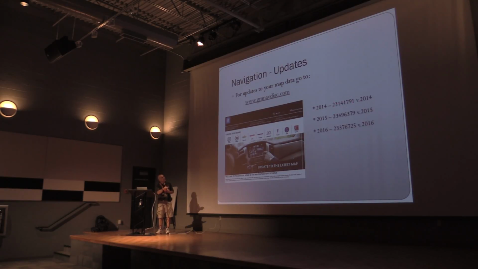So basically, if you have this one, there's 2 newer than you. If you have this one, there's 1 newer than you. And pretty soon the 17 data will be coming out. This tends to be updated in the October timeframe, September, October. So if you want to wait until October to make sure you're getting the next most recent one. But basically go to gmnavdisc.com.